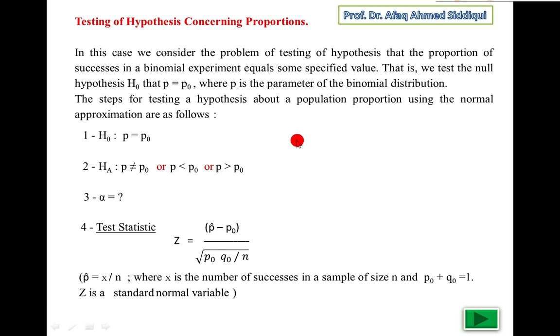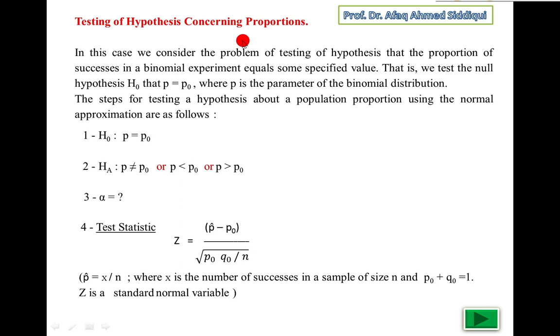Now we will study the testing of hypothesis concerning proportions. Before this we have done the testing of hypothesis for mean and standard deviation or variances for one population and two populations. And this testing of hypothesis is related to the population parameter P.